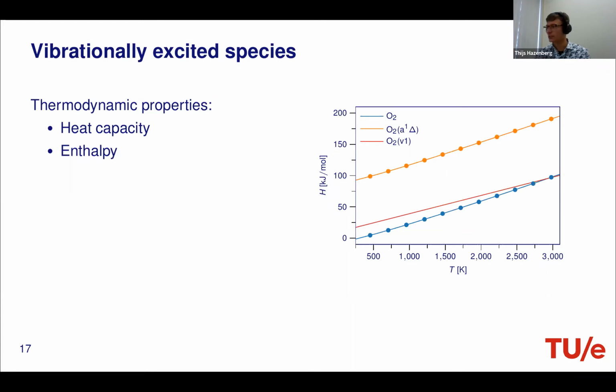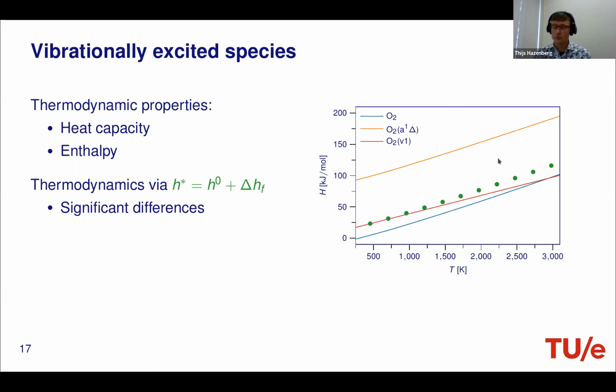This means that if we plot the data for the vibrational state and also the data of our previous two examples, we get this red line, which is no longer parallel to the other lines, but is slightly skewed. Which means that if we would obtain the thermodynamic data of this species by this offset method, we get significant differences in the enthalpy at higher temperatures.